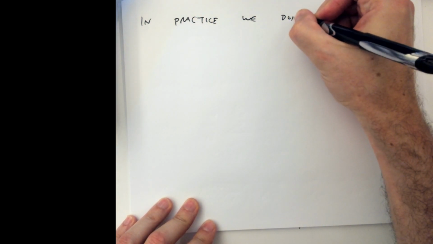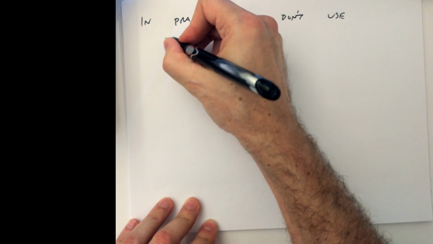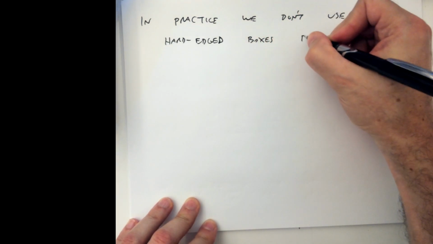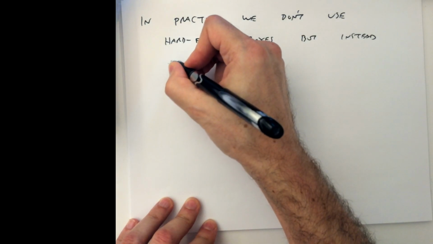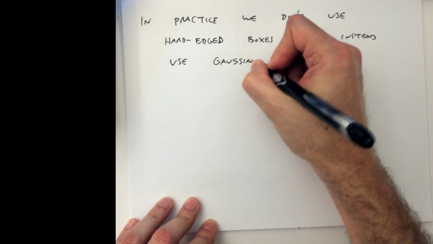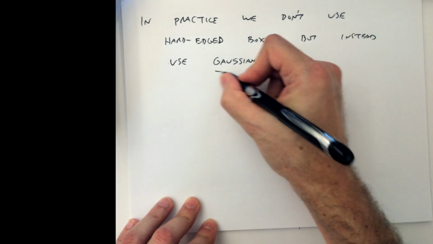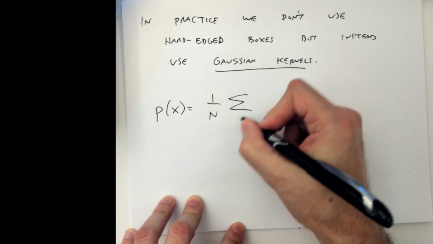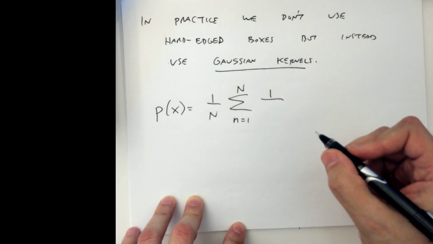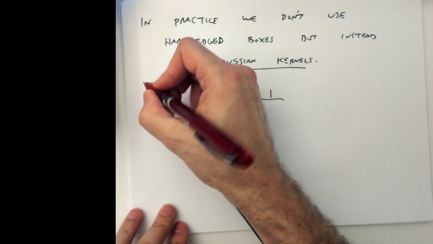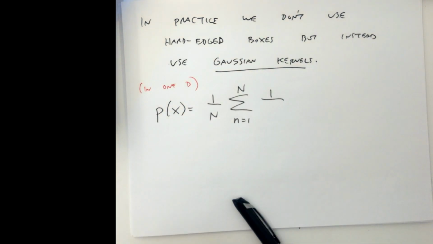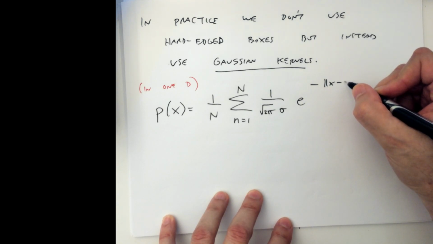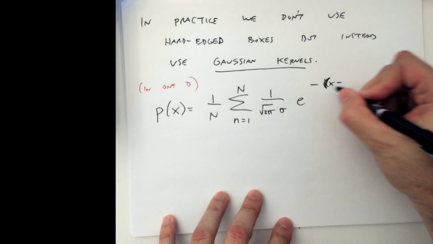So in practice, we don't use hard-edged boxes, but instead use Gaussian kernels. That's like saying my density estimate is the sum of a bunch of Gaussian kernels. And again, to make this easier, I'm going to say this is in 1D to make it cleaner to write. So it's like saying I'm going to add up a bunch of Gaussian densities where, well, I guess I can write it like this.